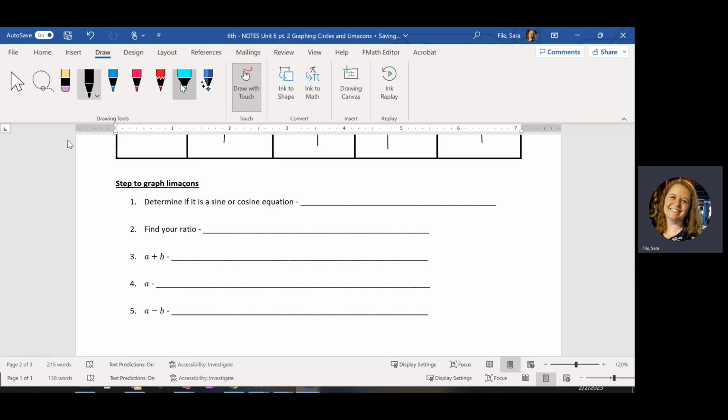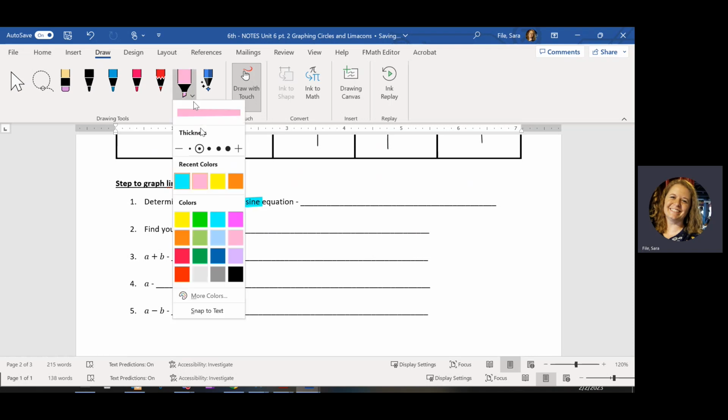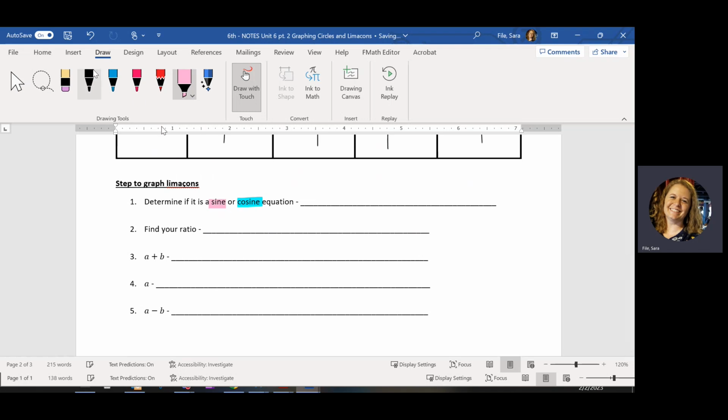So the first step is to determine if it's sine or cosine, so we know what direction we're drawing this out. Is it going to be a vertical or horizontal limacon? And even once you know whether it's horizontal or vertical, which direction?